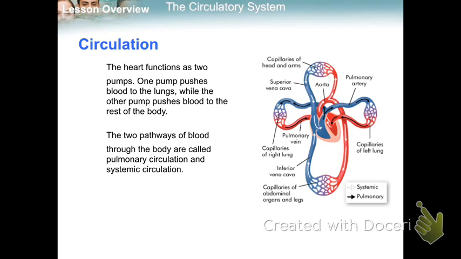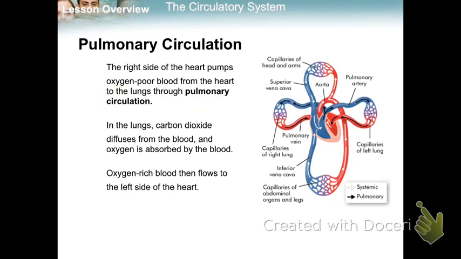The heart really has 2 sides to it, 2 pumps. One pump gets blood to the lungs. The other pump gets blood to the rest of the body. And these are called pulmonary and systemic circulation. So pulmonary circulation is coming from the right side of the heart. It gets oxygen-poor blood from the heart to the lungs.